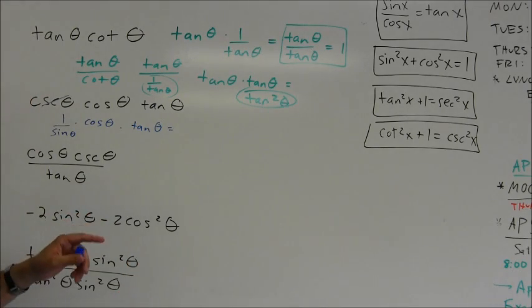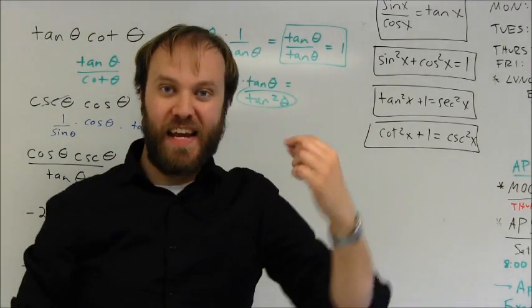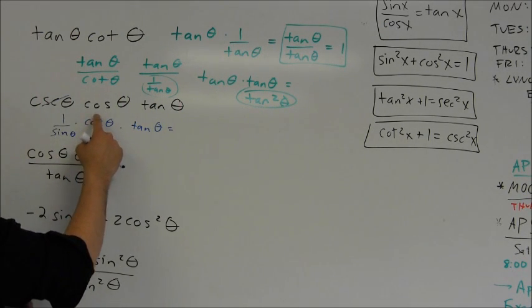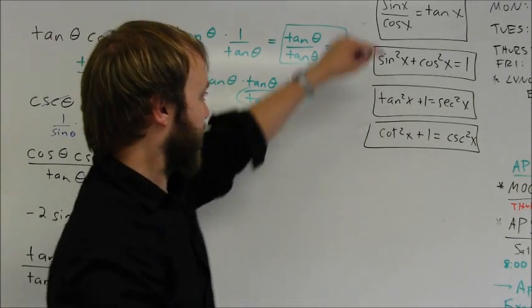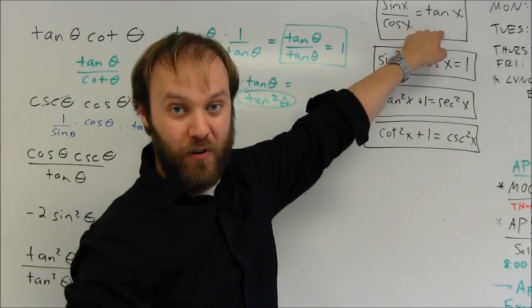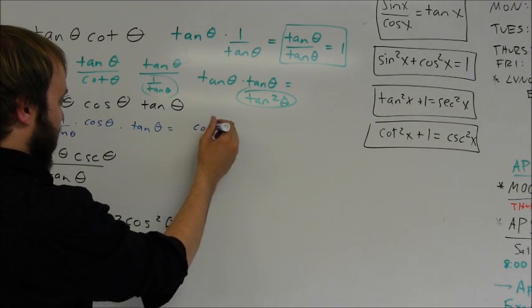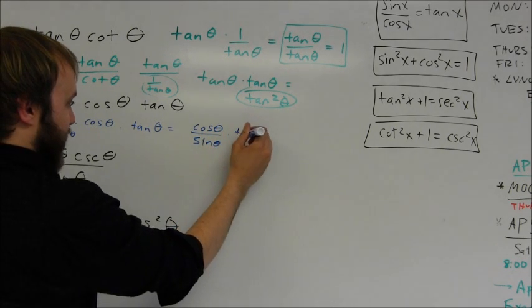So the thing that I pick up on is I know that sine of x over cosine of x is tangent. Notice here I have a sine of x and a cosine of x in opposite parts of the fraction. It's the reciprocal of what I want, but that would just end up being the reciprocal of tangent. So I'm going to write this as cosine of theta over sine of theta times tangent of theta.